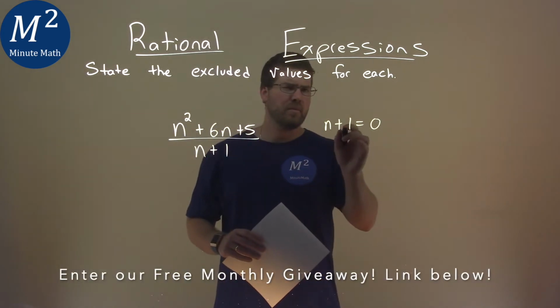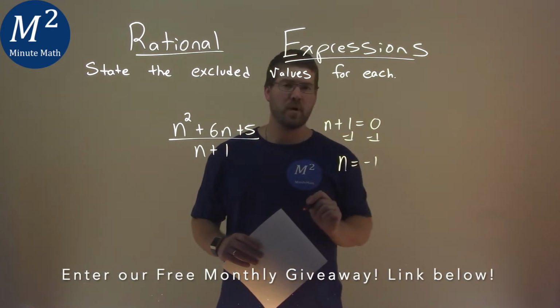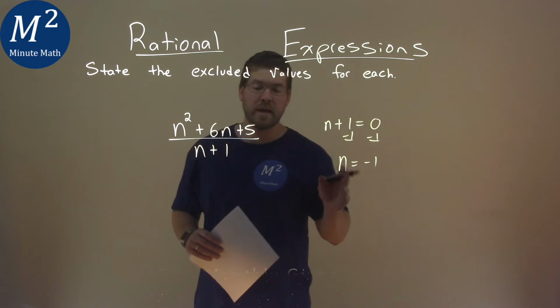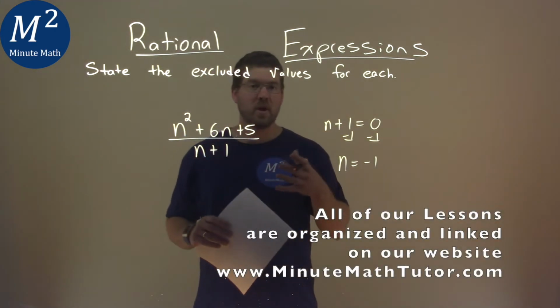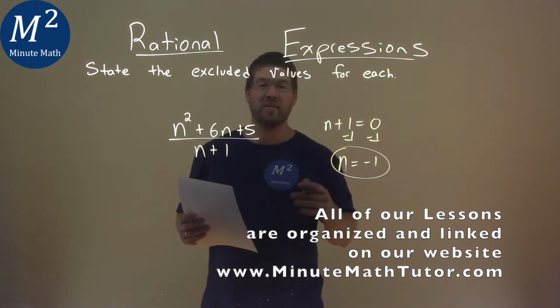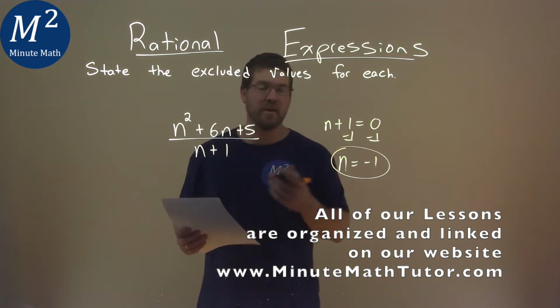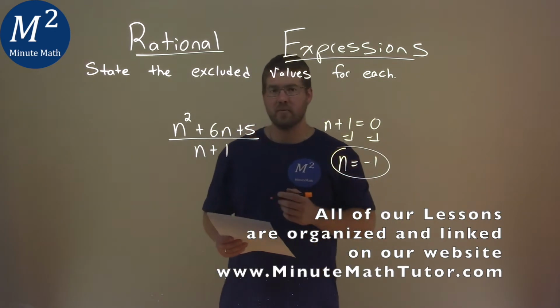Well, pretty easy to solve this. Subtract 1 from both sides, and we have n equals a negative 1. So that means when we plug negative 1 in for n, our denominator will equal 0, and that's going to cause n equals negative 1 to be that excluded value, the value we can't plug in because we can't divide by 0. So our answer here is n equals a negative 1.